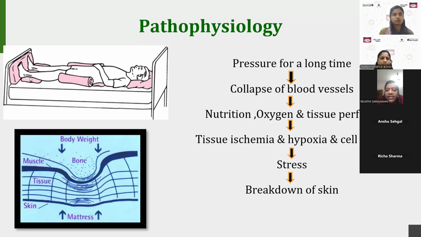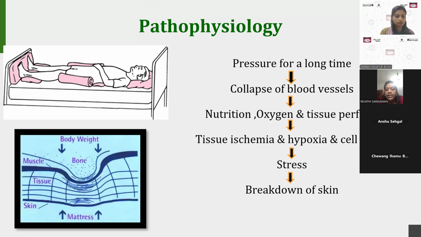What is the meaning of ischemia? Anyone know? Put it in the comment box. Lack of oxygen. Loss of blood supply. Yes, you people are right. Loss of blood supply to a particular tissue is called tissue ischemia. Then hypoxia, decreased oxygen level to the cells, will lead to cell death.